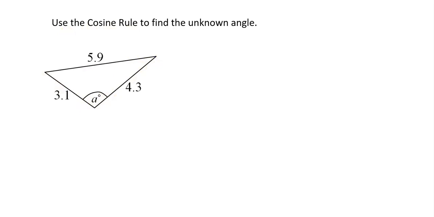Now, our formula for finding an unknown angle using the cosine rule is cosine A equals b squared plus c squared minus a squared on 2bc. Now this is a rearranged version of the cosine rule. If you're not sure where we got that from, go back and watch the last video where I explained how we found this version of the cosine rule.